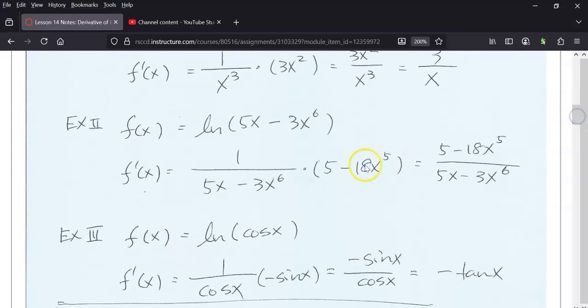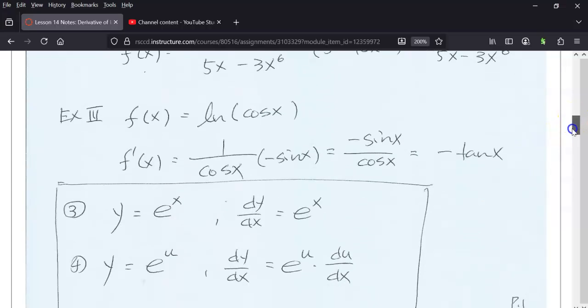Similar example: if f of x equals ln of (5x minus 3x to the 6th power), if we take the derivative, it will equal 1 over (5x minus 3x to the 6th power). Then take the derivative of what's in here, which is 5 minus 18x to the 5th power. Put everything together, it will be (5 minus 18x to the 5th power) over (5x minus 3x to the 6th power).